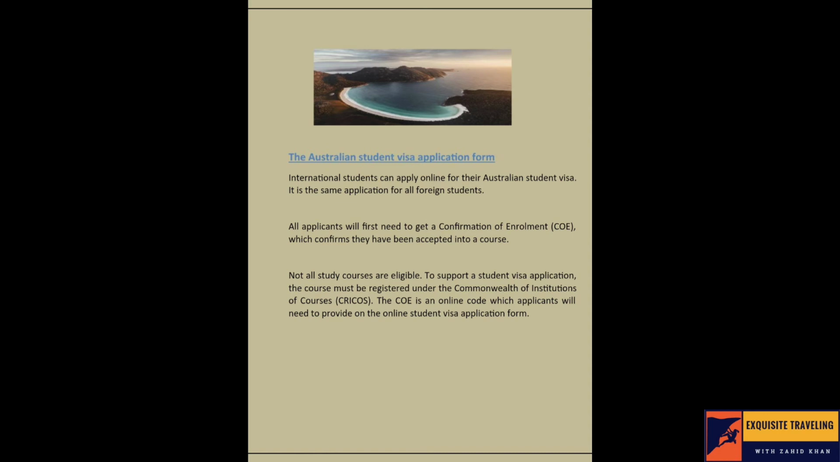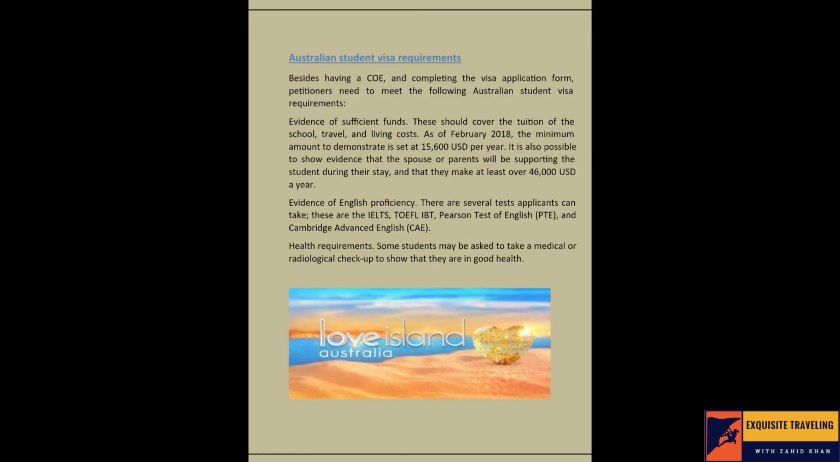Australian student visa requirements. Besides having a COE and completing the visa application form, petitioners need to meet the following Australian student visa requirements. Evidence of sufficient funds. These should cover the tuition of the school, travel, and living costs. As of February 2018, the minimum amount to demonstrate is set at $15,600 per year. It is also possible to show evidence that the spouse or parents will be supporting the student during their stay, and that they make at least over $46,000 a year.